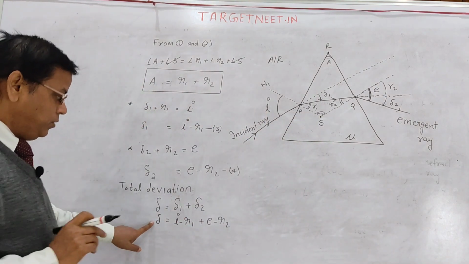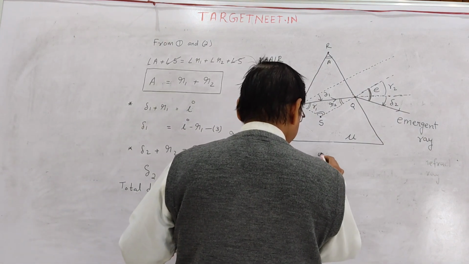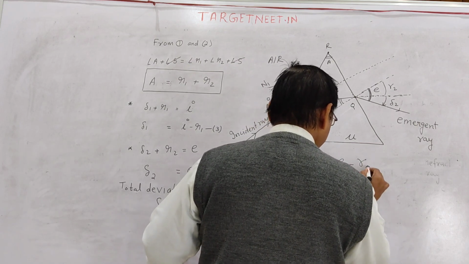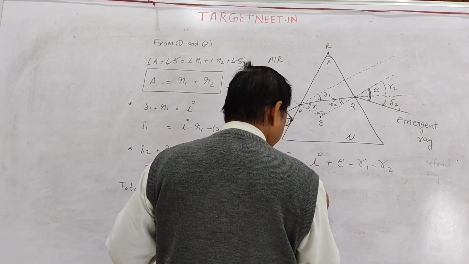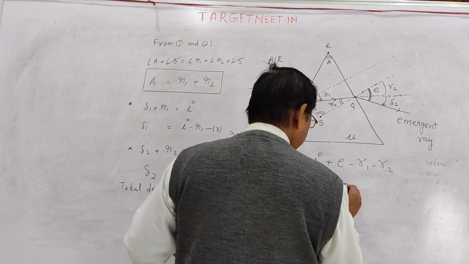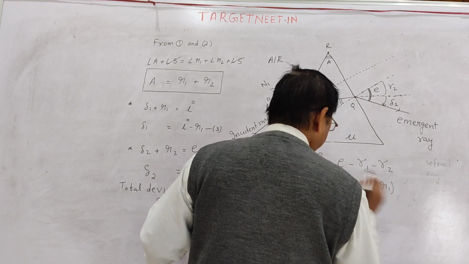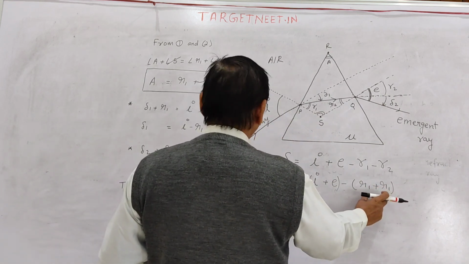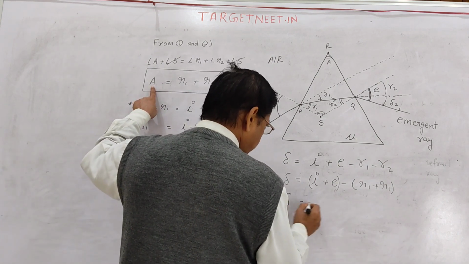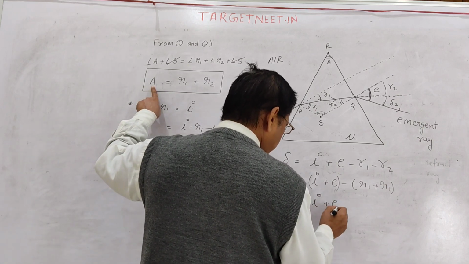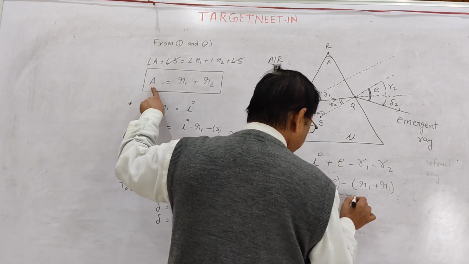So from this equation for total deviation we can write it like this: I plus E minus R1 minus R2, that is I plus E minus (R1 plus R2), and we know already R1 plus R2 is the angle of prism A. So total deviation is I plus E minus A. So this is another important formula you should remember.